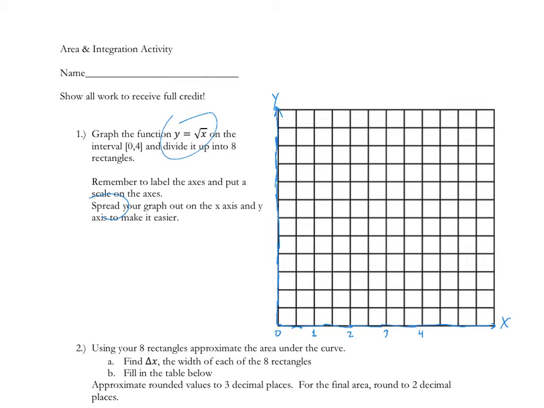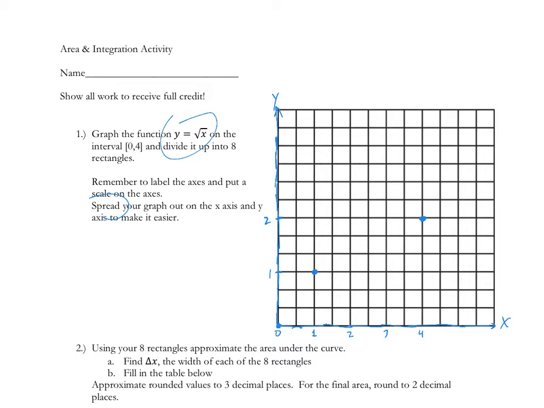Similarly, my y-axis, if it's the square root of x, the square root of 4 is 2, so I'm definitely going to spread out a little bit here. So let's say that this is 1 and this is 2. And then the only nice points that I can plot are 0, 0. The square root of 1 is 1. And then the square root of 4 is 2 right there.